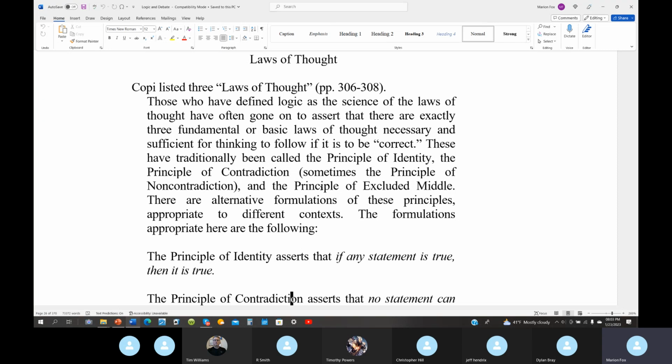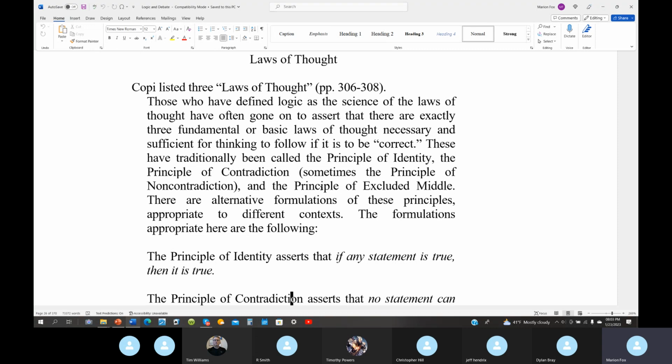These have traditionally been called the Principle of Identity, and notice he capitalizes, so that's your first law or principle. Sometimes some logicians call it the law of identity. We're going to try to stay with the term principle. Principle of Contradiction, and it could be the law of contradiction. Sometimes it's called the principle or law of non-contradiction by some writers, but they're the same thing. And the Principle of Excluded Middle, or the law of excluded middle, right? So these are your three principles.